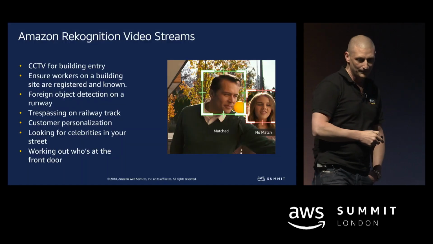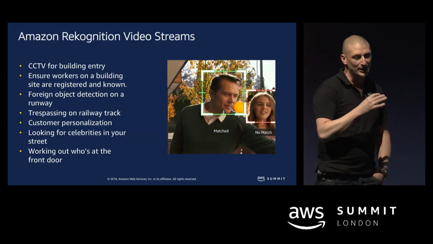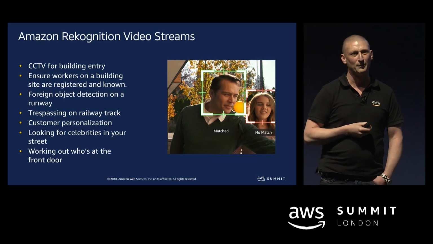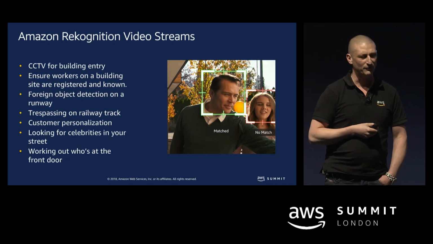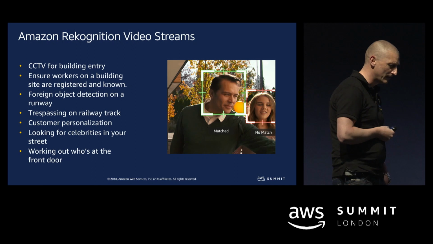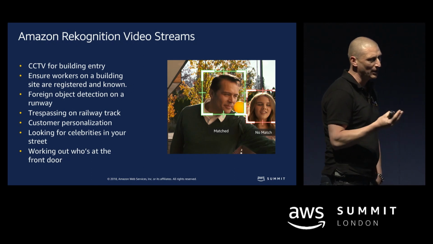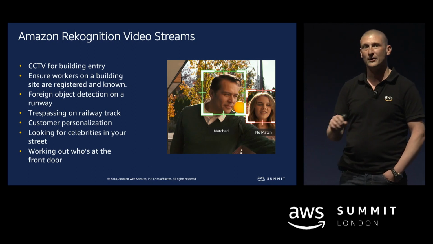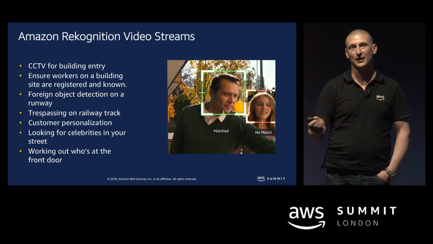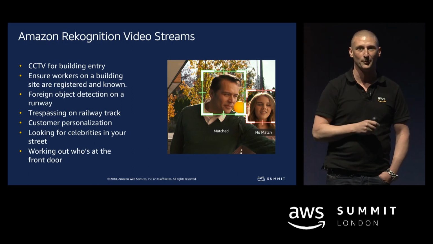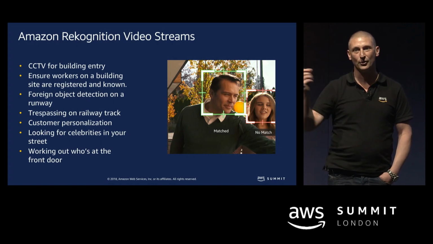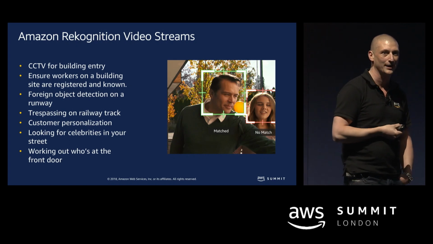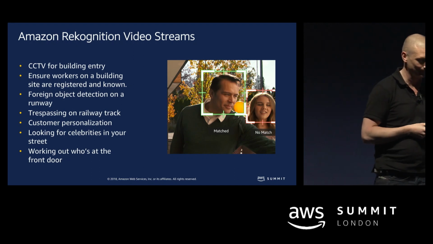So, use cases for this. Those of you that may be aware, we've launched Amazon Go over in Seattle. Amazon Go is one of our stores where you walk in, you scan your phone, you walk around, you pick up the items off the shelf, put them in your bag, and walk out, and they're automatically added to your basket, and you're charged when you leave the store.